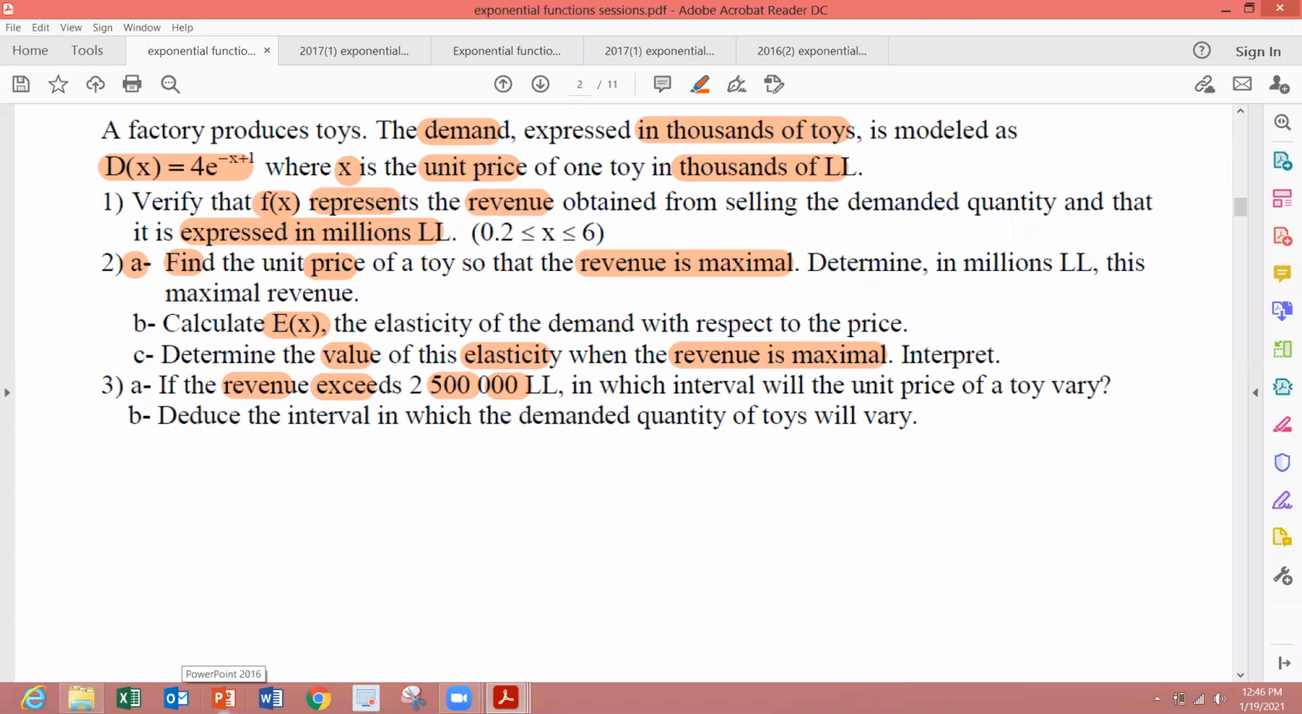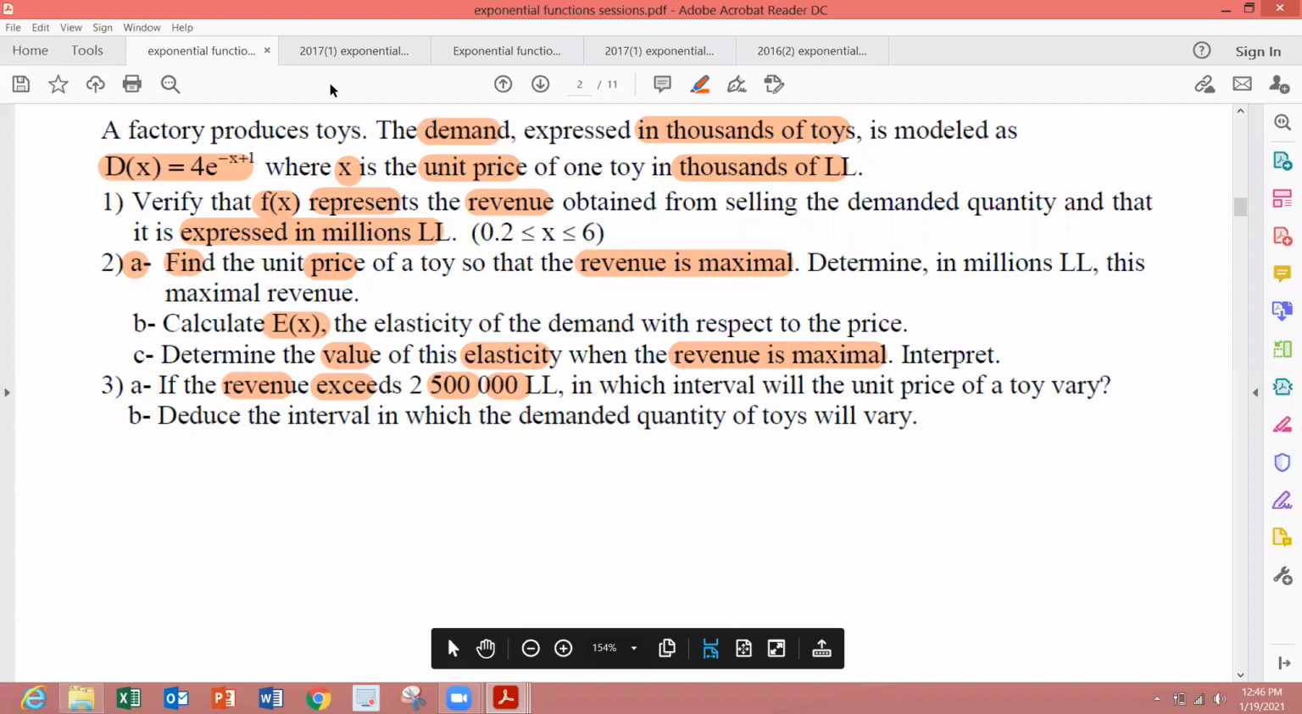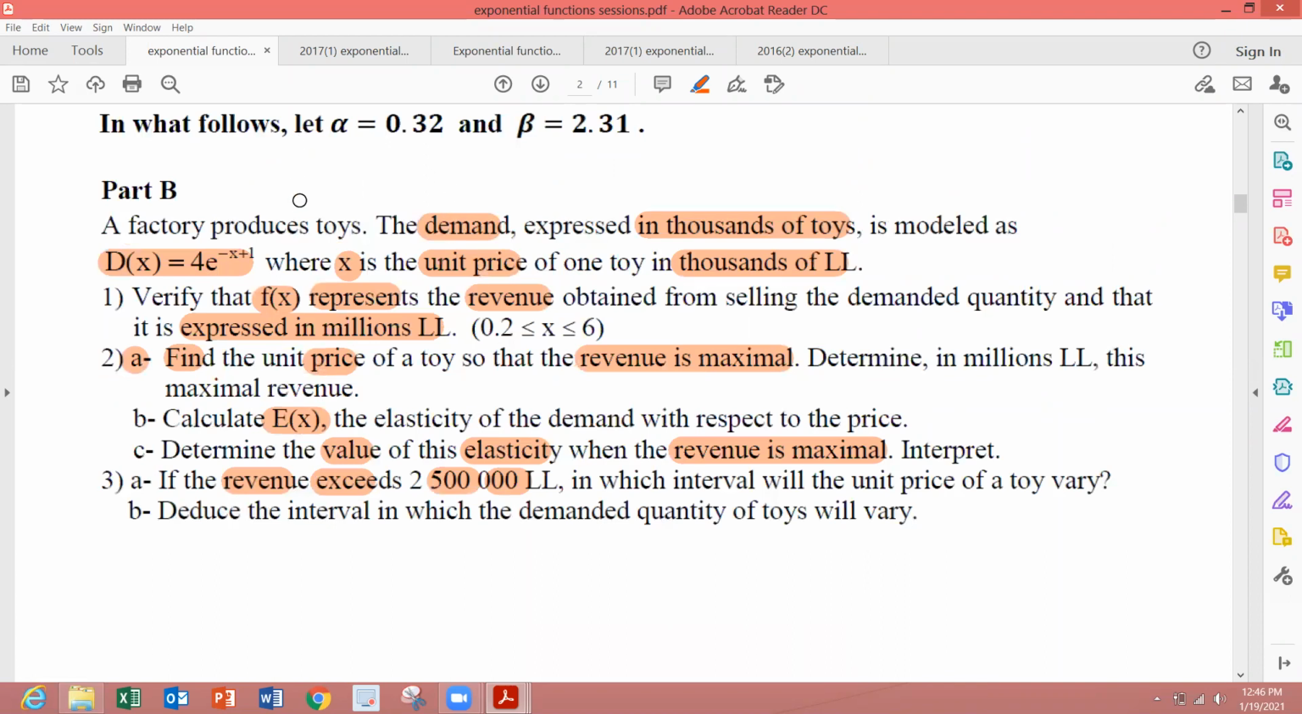How did you solve this, Susan? I said it belongs to the interval 0.2 less than x less than 6. No. Okay. Did we use alpha and beta in this exercise? In what follows, alpha equals or beta equals? We didn't use them. Okay, how to use them?